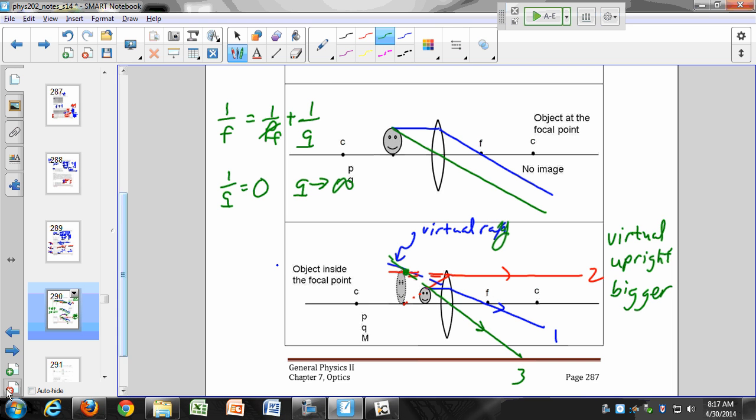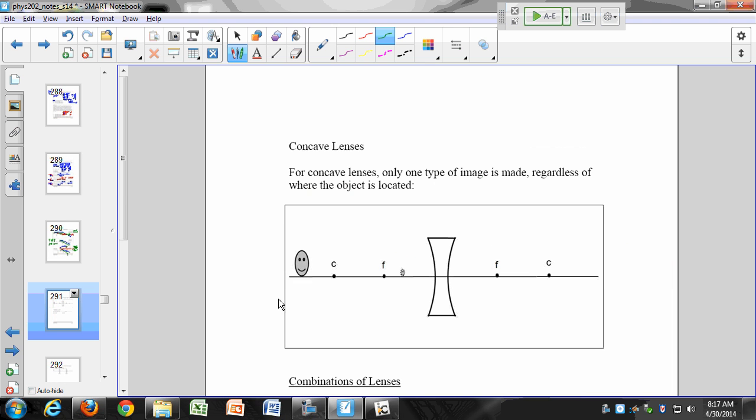And then one more might be the most difficult of them all. This is similar to the convex mirror. First one is parallel to the axis.